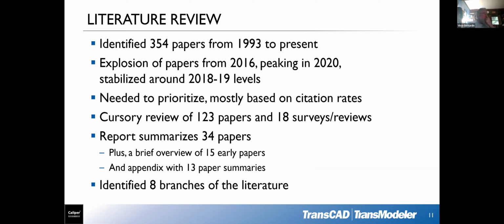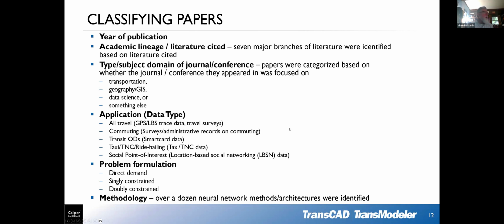We identified 8 branches of the literature using a number of different criteria: the year of publication, the literature that they cited primarily, who cited who, the type of journal, and the application, whether it was to all travel, to commuting, to transit travel specifically, to taxi TNC data, or to social points of interest data, things like looking at restaurant choice with Yelp data. And whether the problem was formulated with constraints or not.